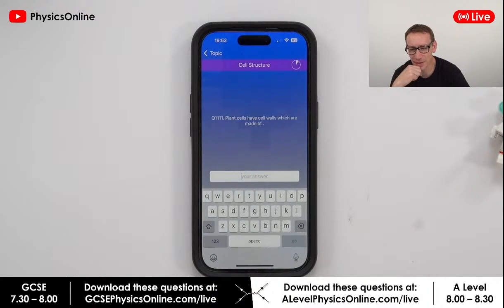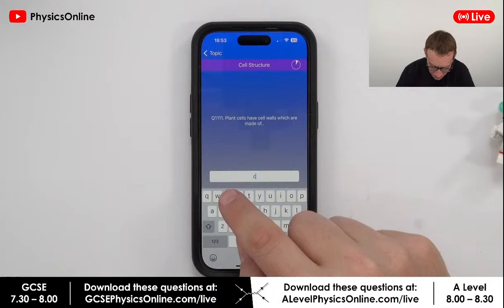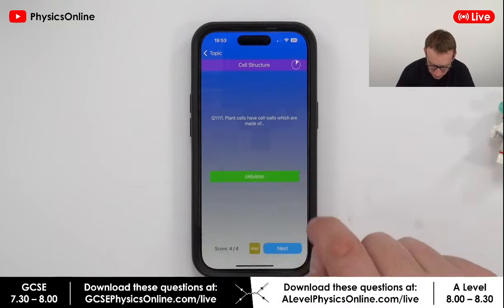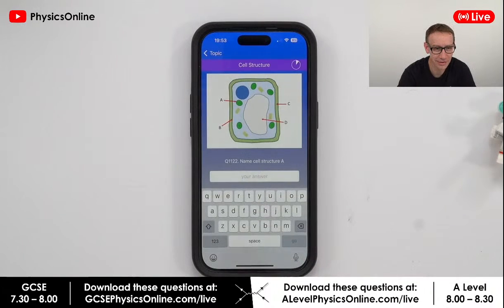Plant cells have cell walls which are made from, okay, I do know this one, but put it in the chat, Bramble, everybody else. Cellulose, I'm going to go for that. Cellulose is correct. Very nice.